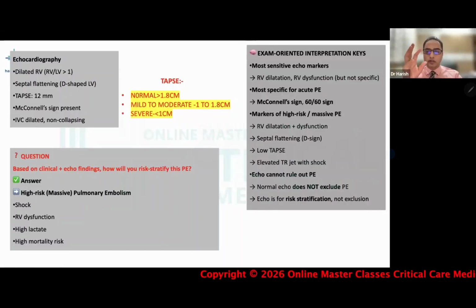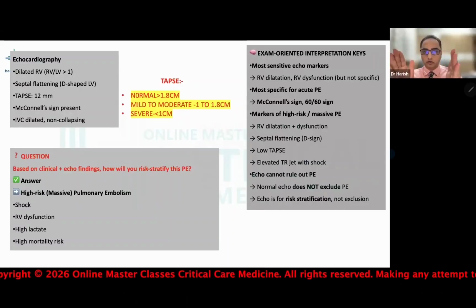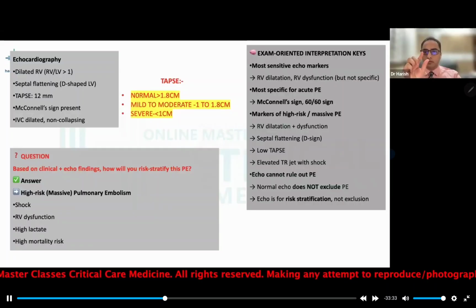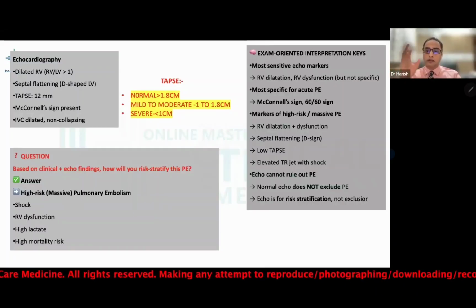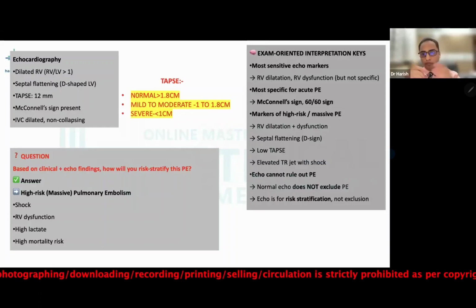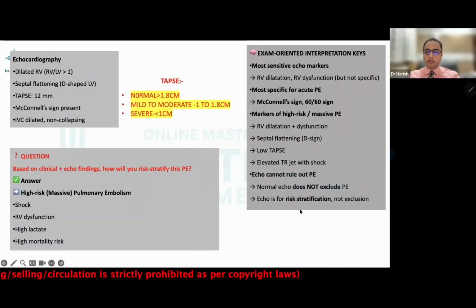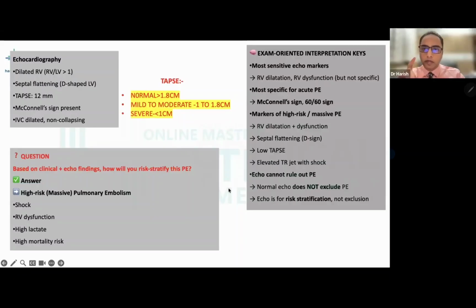See, the predictiveness of echo increases when there is worsening of the hemodynamics. It means the patient is in shock, more than 50% of the pulmonary artery caliber is occluded by the thrombus. That impacts the echo with RV dilatation, RV dysfunction, RV to LV ratio more than 1. So in a stable PE, echo may look normal, they might be having a subsegmental pulmonary embolism. So echo is for risk stratification, not for exclusion. But when you have a high risk category, shock is there, then the positive predictive value of echo is going to increase with the RV dysfunction.